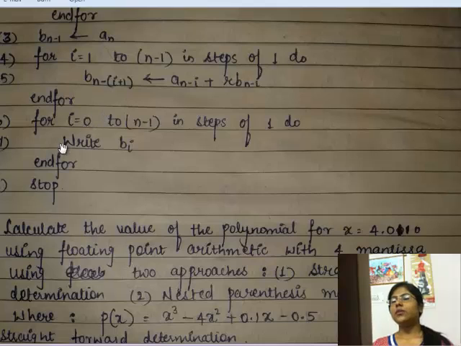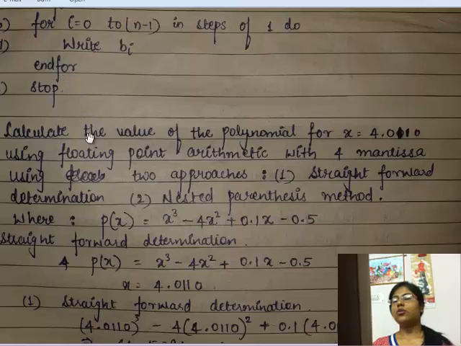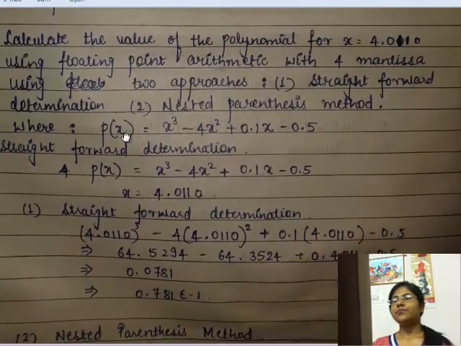We end the for loop here, and again we have a for loop to write the value of b(i), which starts from i equals 0 to n minus 1 in steps of 1. Here we end our for loop and hence the algorithm ends.